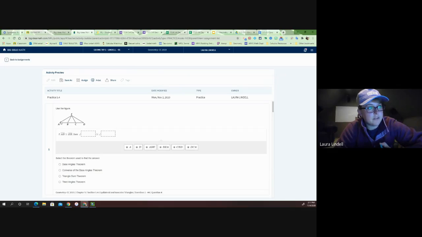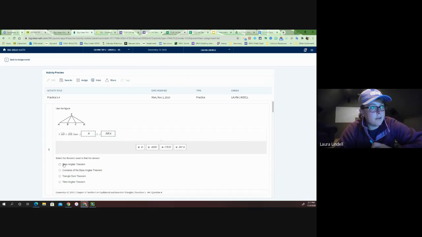EB is across from angle A. AB is across from angle BEA. So angle A is one of our angles, and BEA is the other one that are congruent because EB and AB are congruent to each other.